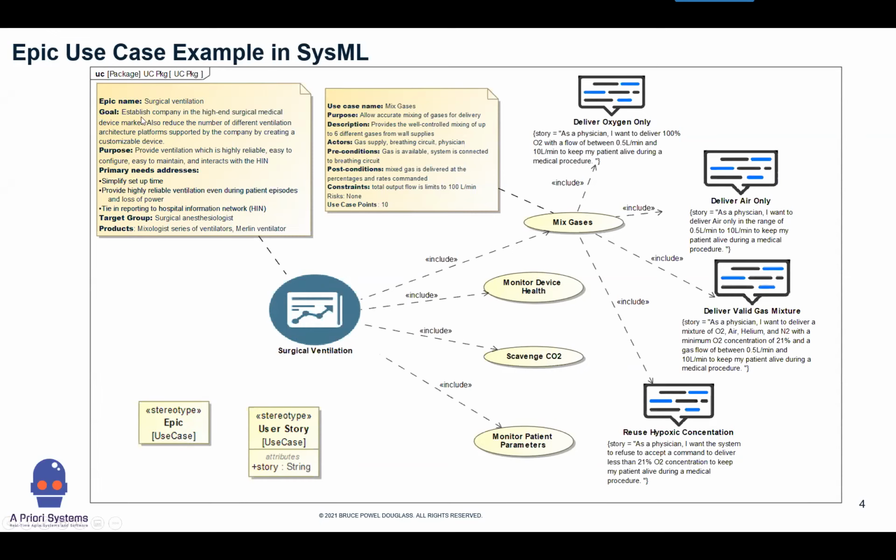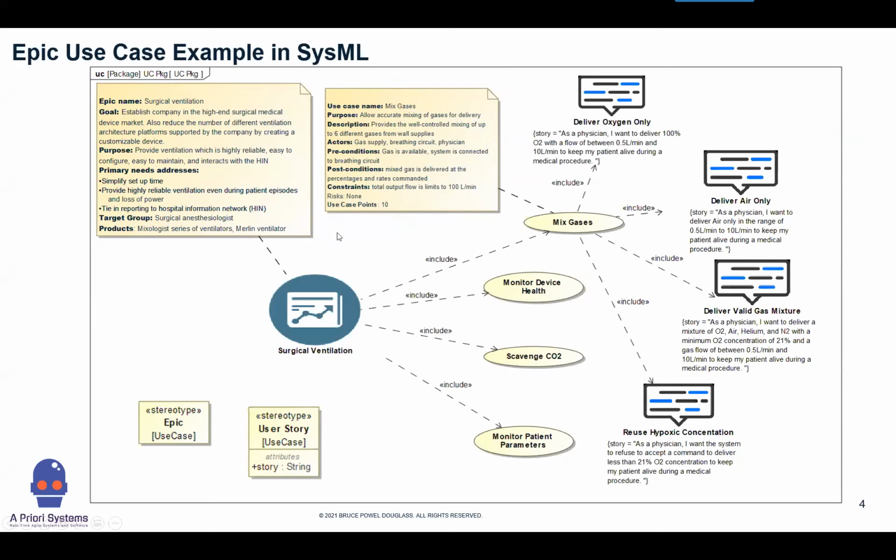The name of the epic, its business goals, you as a business, the purpose, which is the value to the stakeholders, the needs addressed, the target groups of our customer base that are being addressed here, as well as potentially product lines. It is not uncommon to take an epic and install it in multiple products within a product line. The nice thing about Cameo is you can expose those on the diagram. That's actually a nice feature of Cameo.